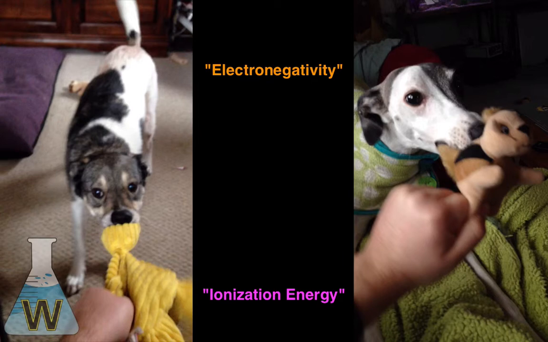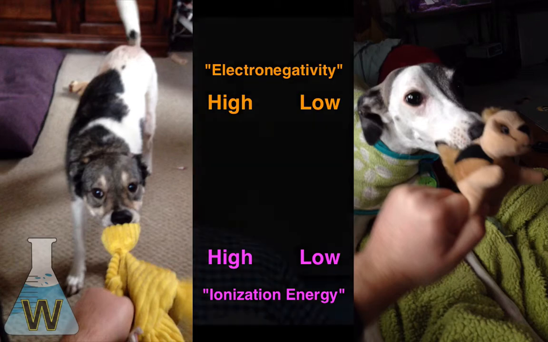Now, in the case of Barley, he was very, very strong. So his electronegativity value would be high. And in order for me to pull the toy away, I had to pull with a lot of energy. So also, ionization energy would be high. In the case of Phantom, he didn't hang on as strong, so his electronegativity would be low. And as a result, I didn't have to pull away with much energy to get the toy, so my ionization energy would also be low. So that's what I mean by ionization energy and electronegativity being kind of the same thing. It's just looking at it from different vantage points.